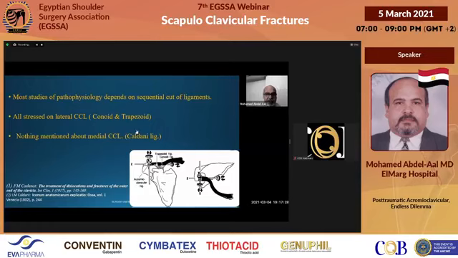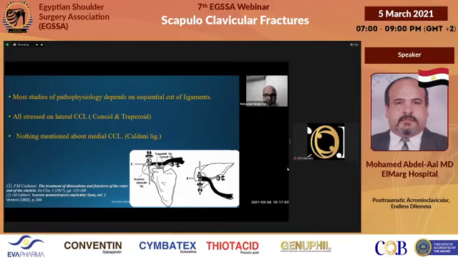And as you see here, most of the pathophysiological studies of the acromioclavicular joint depend on the sequential severing of the ligaments, and all of them stressed the lateral coracoclavicular ligaments, the conoid and trapezoid, and nothing was mentioned about what is called the medial coracoclavicular ligament.